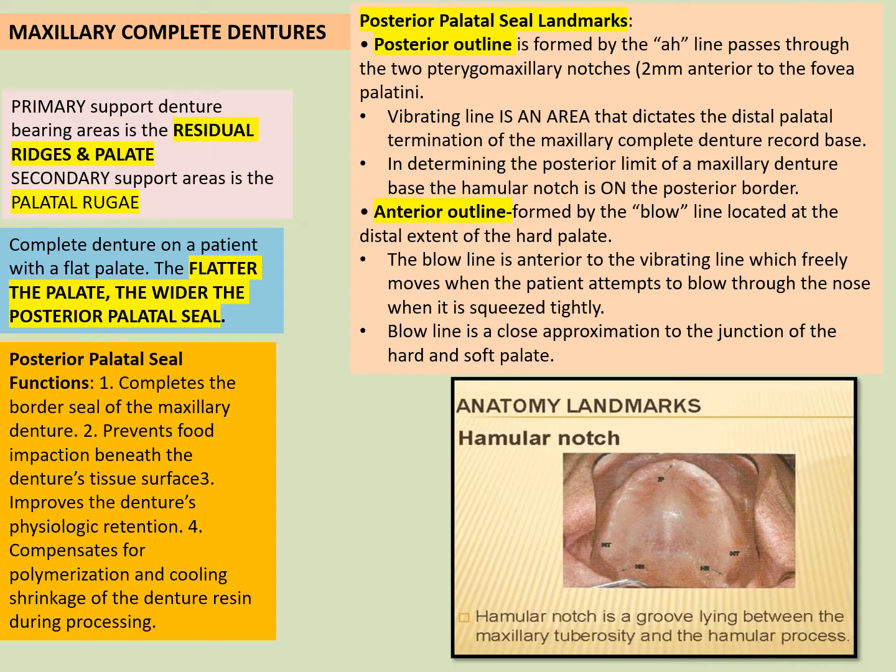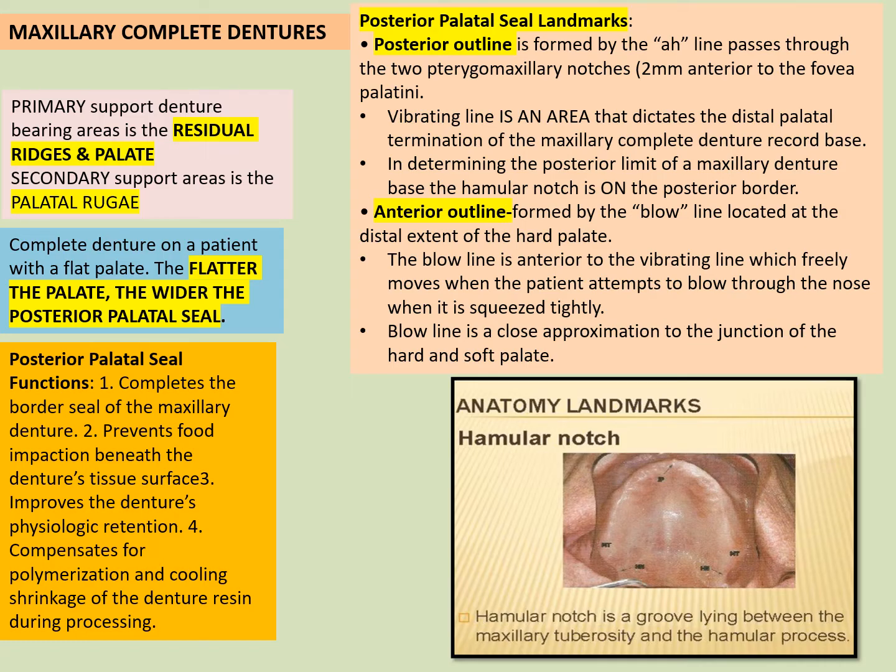There is something called an S curve that is formed by two curves in opposite directions. One curve is sloping towards the tongue, the mylohyoid muscle, and the retromylohyoid fossa is sloping towards the buccal area. Now, when we talk about the maxillary complete denture, we can see the primary support area is the ridges and palate, and secondary is the rugae.